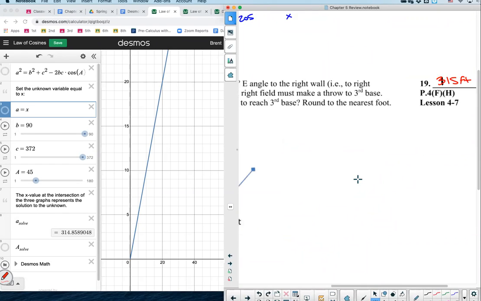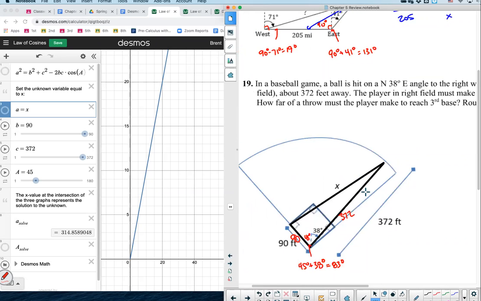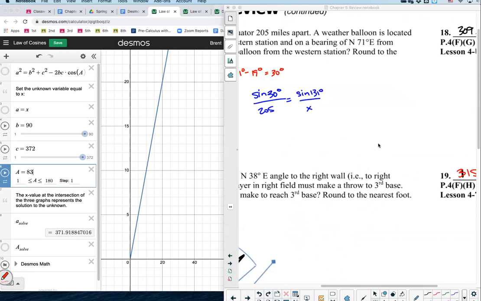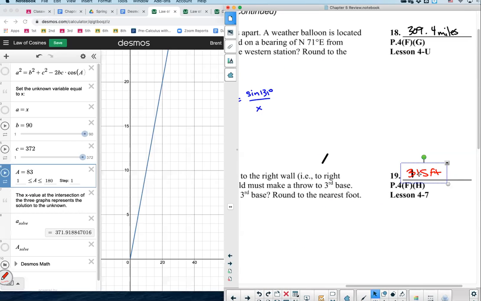And that's using the law of cosines. Oh, I put the wrong angle. That's wrong. The angle wasn't 45 degrees. It was 83. Sorry. Let's change it. 372 feet. How about that? We're going to change it and say that's wrong. It's 372. Now I corrected myself. 372 feet. So sorry about that error right there.